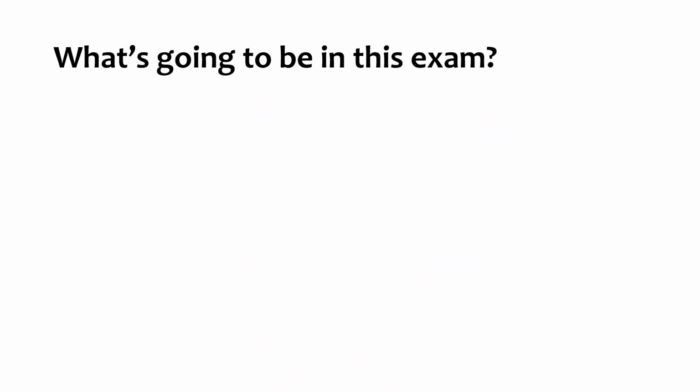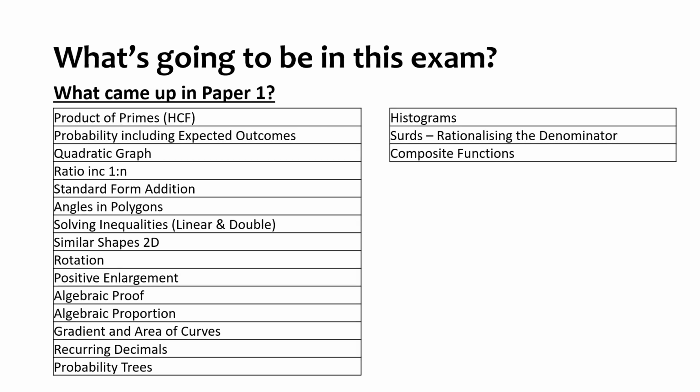So, what's going to be in this exam? Now we've had Paper 1, we can think about all the things that came up. So here are all the topics that were in Paper 1. Now we've seen some of these, we can start to say these aren't going to come up again. For example, your composite functions, your histograms, probability trees, area under curves. If they've been in Paper 1, they're not going to come up in Paper 2 or Paper 3. So it's not worth spending your time revising these things.